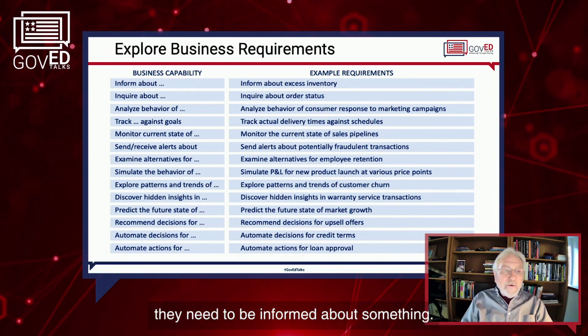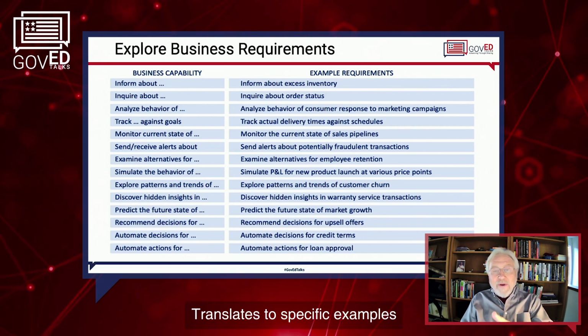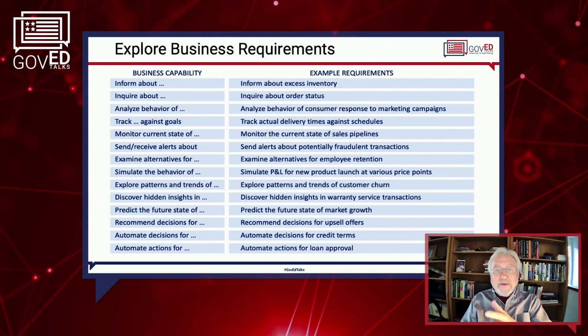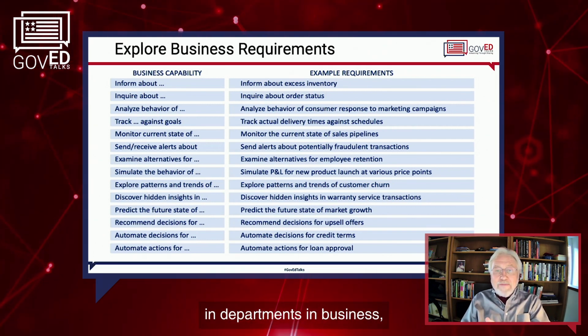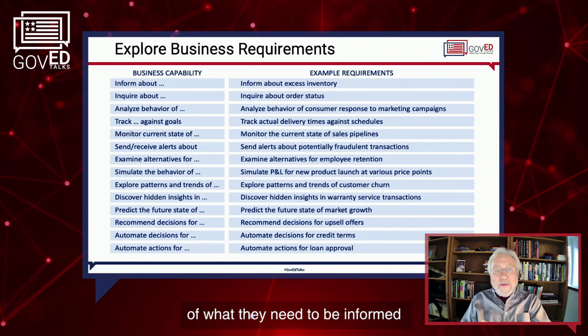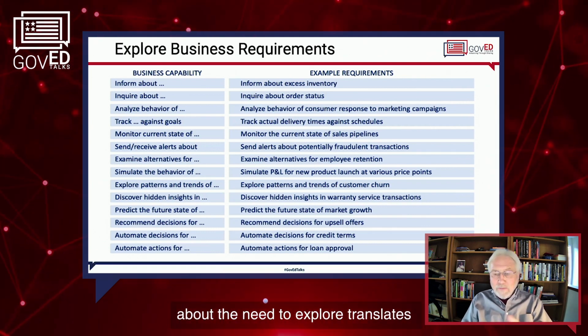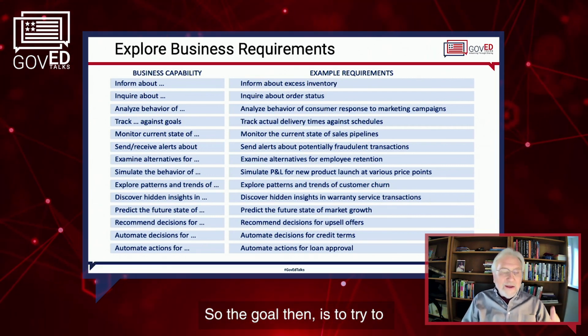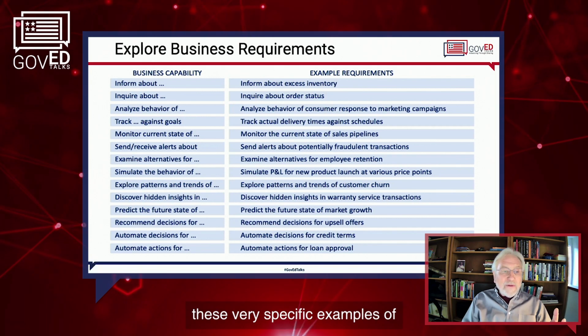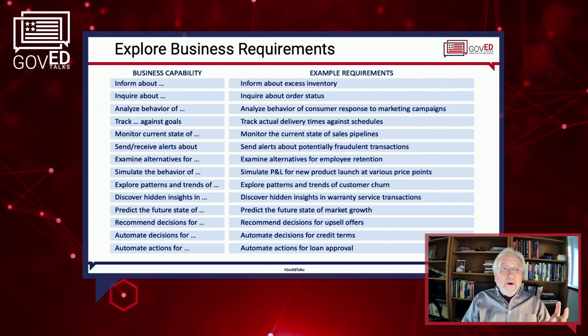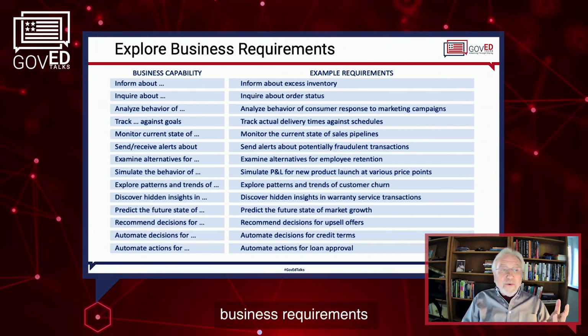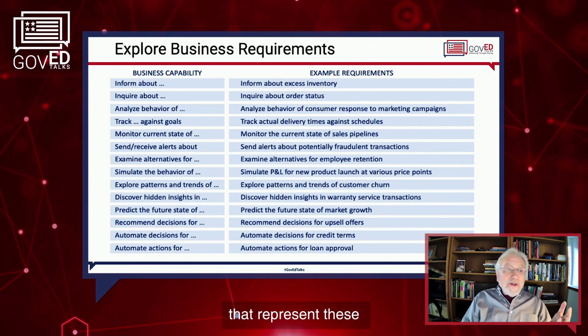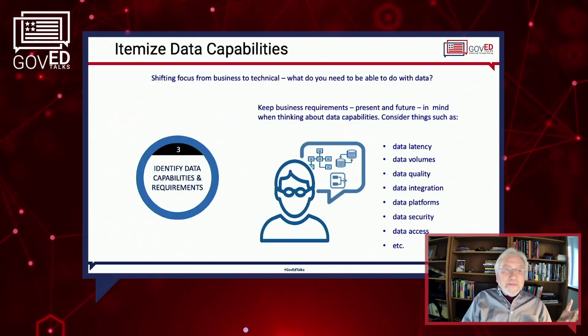The need to be informed about something translates to specific examples in departments, in business functional units of what they need to be informed about. The need to explore translates to specific examples. So the goal then is to try to bring to the surface these very specific examples of what are some of the business requirements that represent these business capabilities.